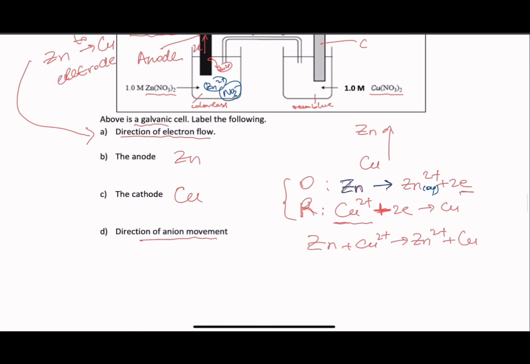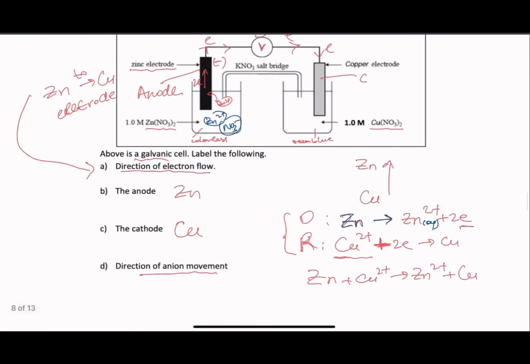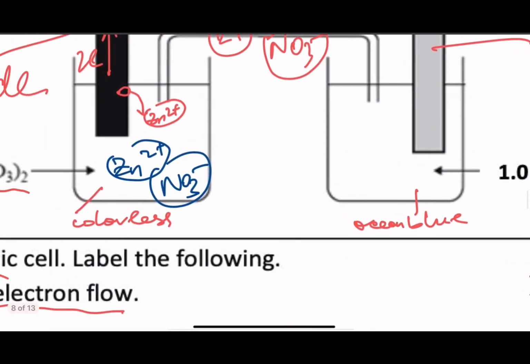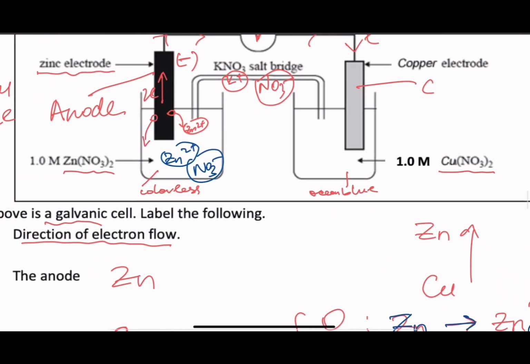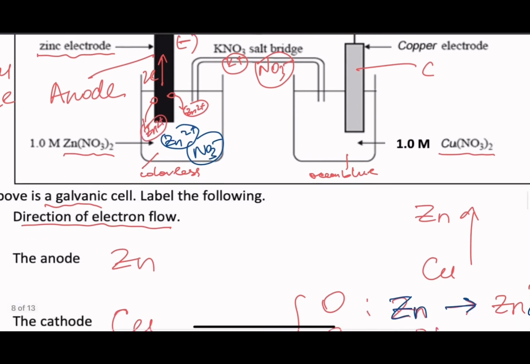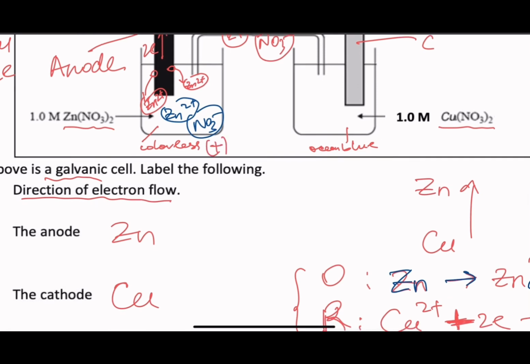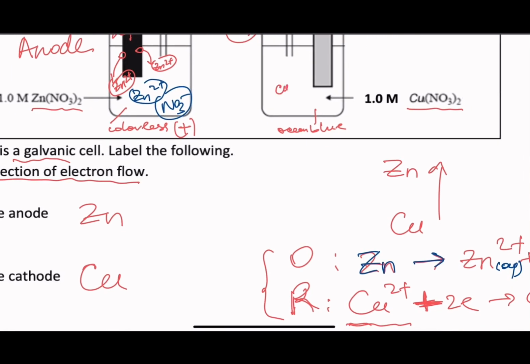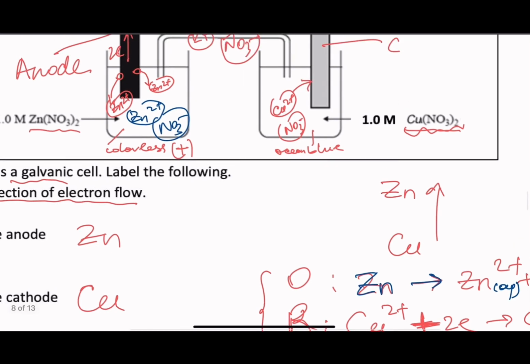Direction of anion movement. Okay, we know that we have a salt bridge in here, right? We have potassium plus and nitrate minus ions inside this salt bridge. Because this side loses all the zinc into the solution, we have lots of zinc 2+, so this is positively charged, while in here we had copper 2+ ions and nitrate ions in the previous solution. You see, all of this copper comes and attaches to this one because it reduces.